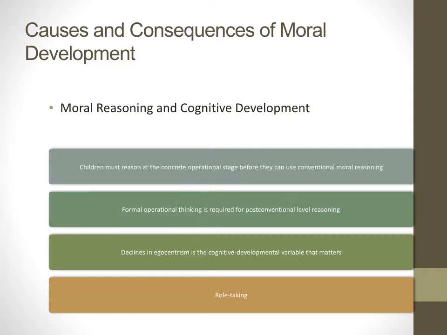So, they have suggested that the one cognitive development variable that really makes a difference in moral reasoning is that decline in egocentrism. And what's parallel with that is that concept of role taking. As you're able to look at the situation from another person's perspective, essentially the opposite of egocentrism, you're able to take into consideration much more as you're making judgments about a moral dilemma or situation where you're determining right from wrong.